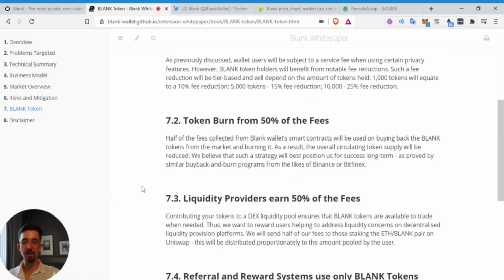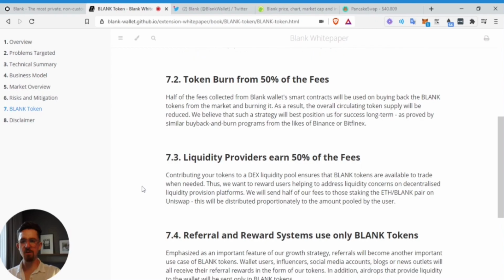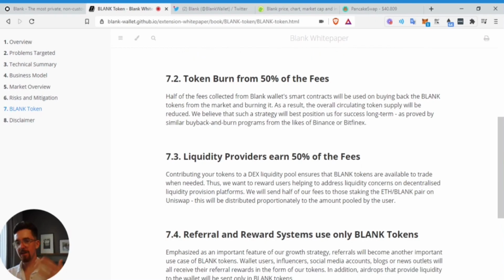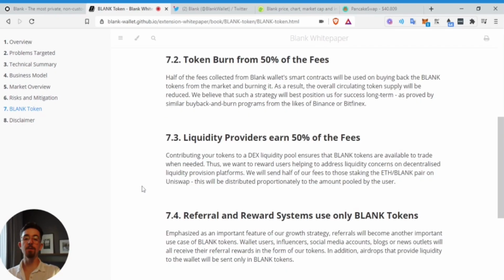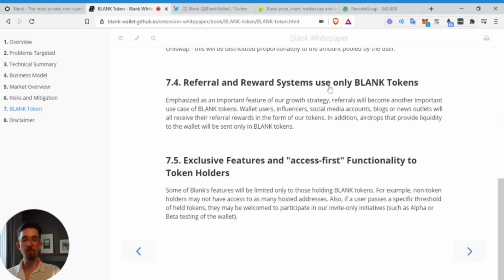Token burn of 50% of the fees. That is great because it's deflationary. Liquidity providers earn 50% of the fees. Yeah, that's actually quite nice. So you can earn passive income essentially if you're providing liquidity, if you're an LP on Blank. Referral and reward system use only Blank tokens. So that's good to see.